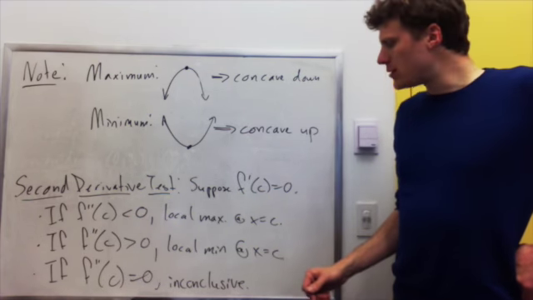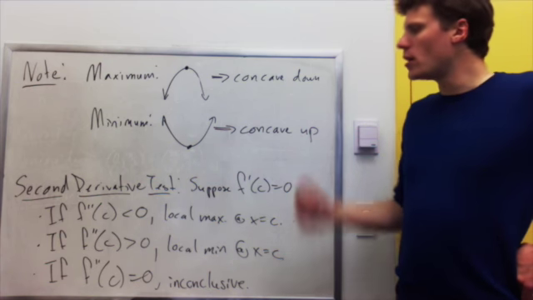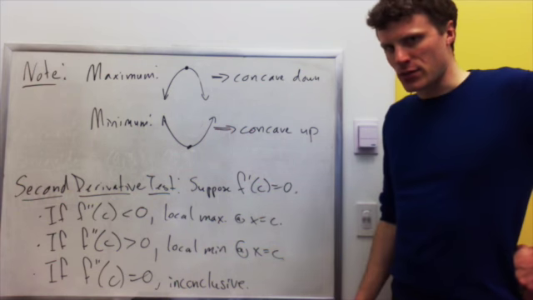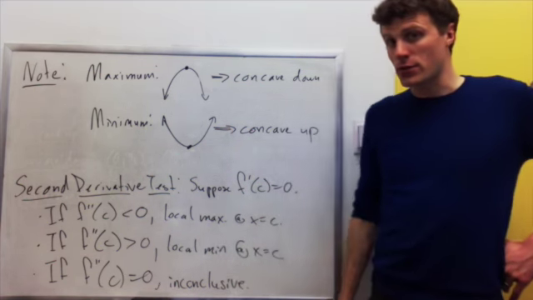If the second derivative is 0, however, we can't conclude anything. You can always come up with examples where we do have a minimum or a maximum, but the first and second derivatives are both 0. So if the second derivative is 0, you should try to use the first derivative test.